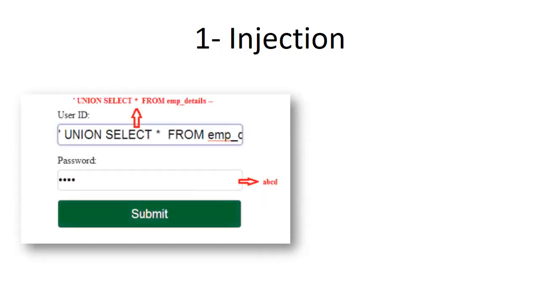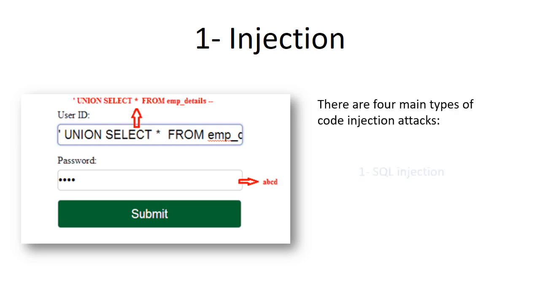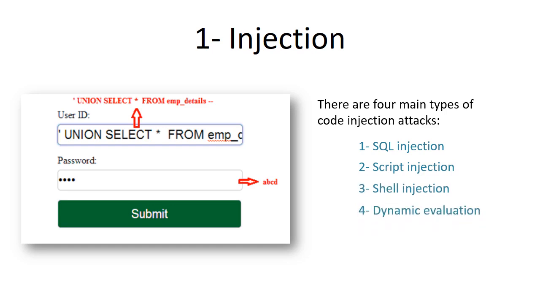So let's start. First of all, injection. Injection attacks occur when the user is able to input untrusted data, tricking the application or system into executing unintended commands. There are four main types of code injection attacks. They include SQL injection, script injection, shell injection, and dynamic evaluation. Injections, for example, can be SQL queries, PHP queries, LDAP queries, and OS commands.